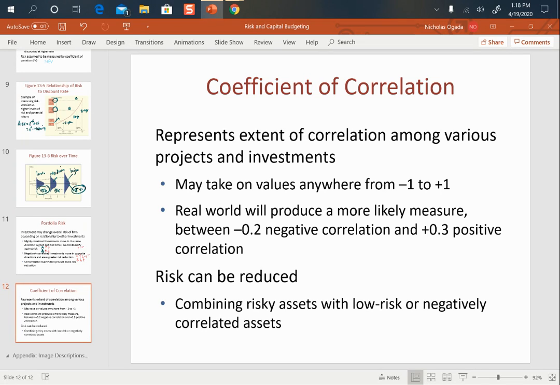Combining, so risk can be reduced by combining risky assets with low risk or negatively correlated assets. So that's one way of trying to reduce the risk in a portfolio. The reason why you buy a portfolio is because you want to reduce the risk. So you want to make sure that the products in that particular portfolio, again, the correlation is very key. You want to make sure that if one asset goes down, it shouldn't affect the other asset by going down in the same direction. Because if that was the case, then of course you will not be reducing the risk.